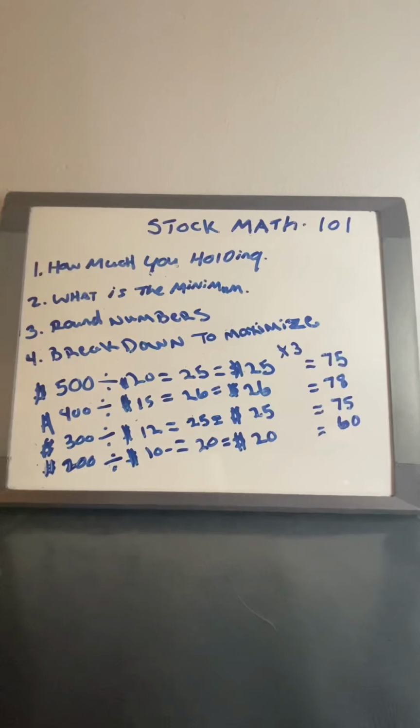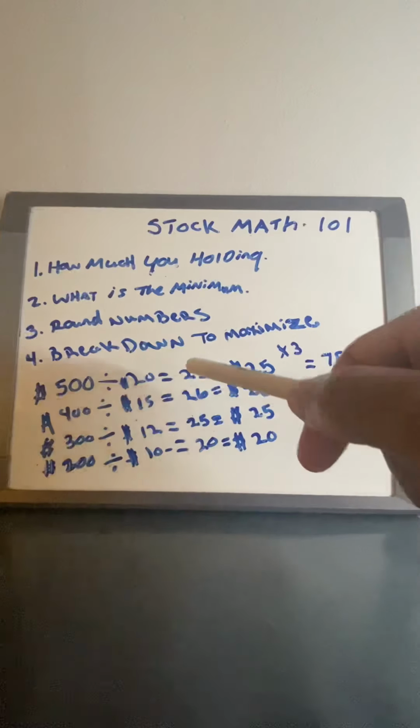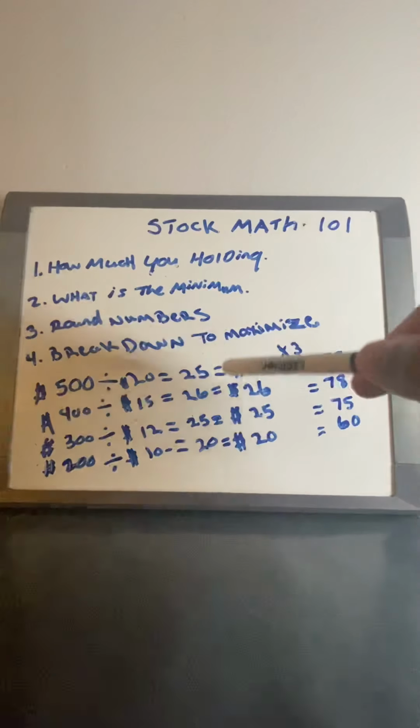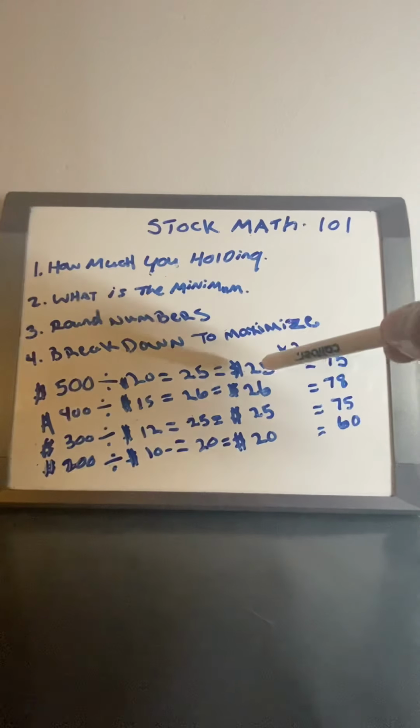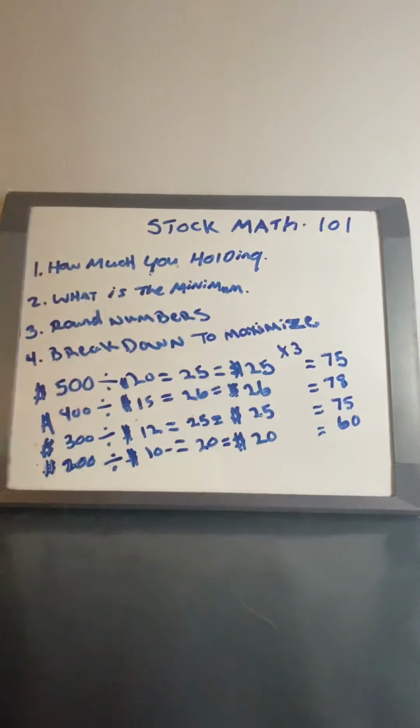And then break down to maximize is number 4. So what that means is, and I do have a video that shows you how to maximize off of 500, which is on IGTV already on Urban Chart Chats, but I'm going to show you the breakdown again. So you break down to maximize. For example, I took $500. You're going to divide it by 20. The 20 symbolizes $20 per share. So that's going to give you about 25 shares. Those 25 shares, your goal is to have it go up $1. Once it goes up $1, you made $25 profit.